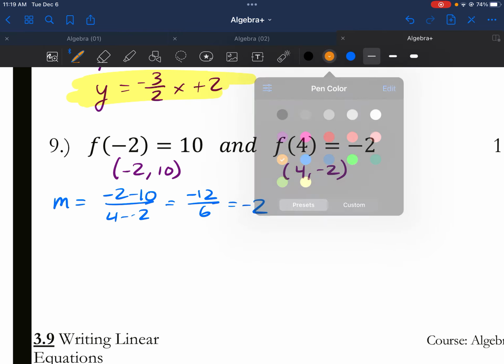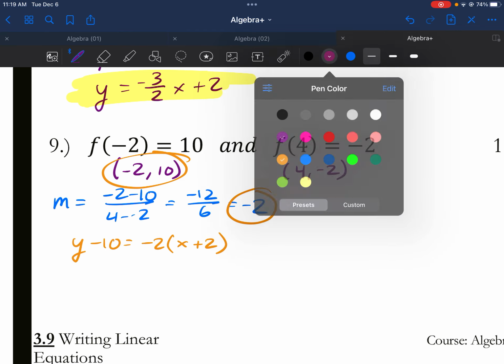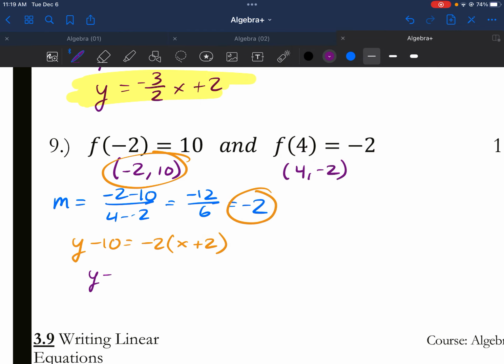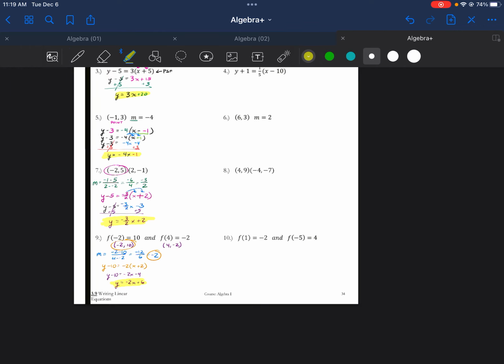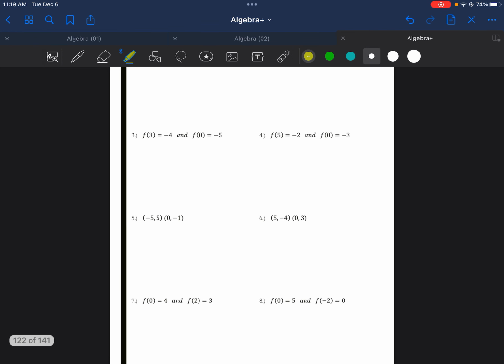I can use one of the points and I can use the slope to put it into point-slope form. Then I can distribute, so I get y minus 10 equals negative x minus 4. And then I can add 10 to both sides. So again, I get y equals negative 2x plus 6. You are going to practice with page 34 and 35.